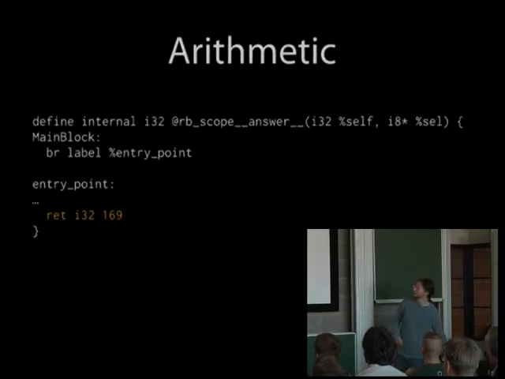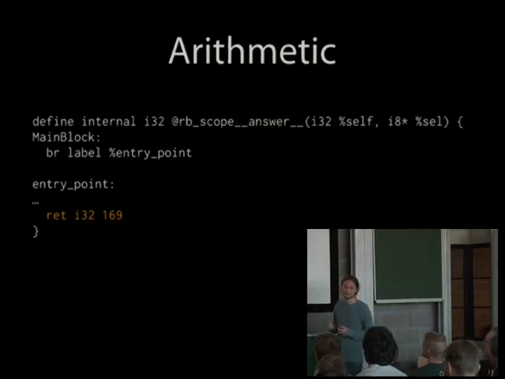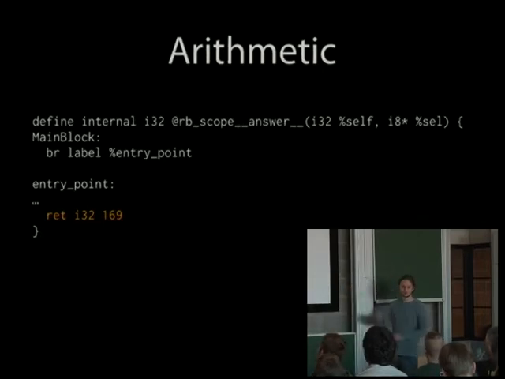Anyway, after the passes, we get this. Our method returns 169, which is 42. So all the code that you saw was just inlined and smashed down by LLVM.